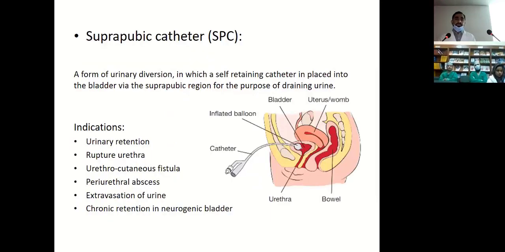Then suprapubic catheterization. It is a form of urinary diversion in which a self-retaining catheter is placed into the bladder via the suprapubic region for the purpose of draining urine. The indications are urinary retention, rupture of the urethra, uretero-cutaneous fistula, periurethral abscess, extravasation of urine, and chronic retention in the neurogenic bladder.